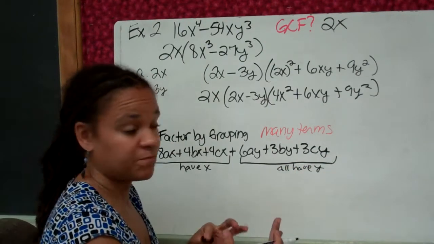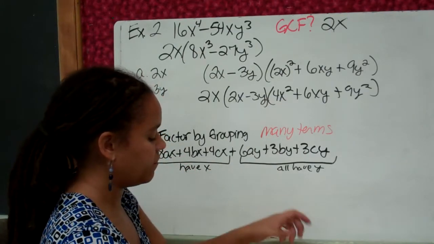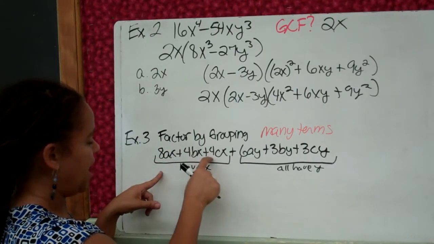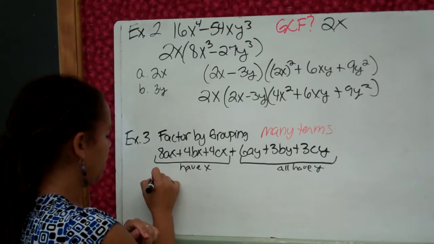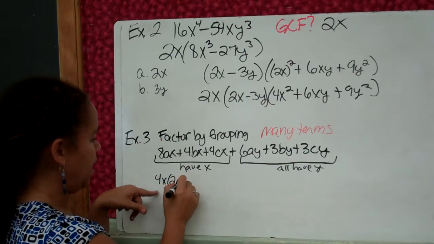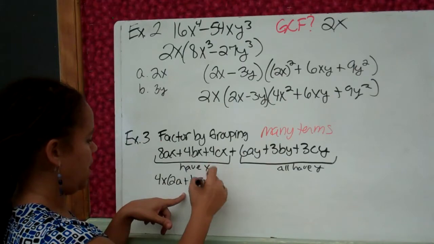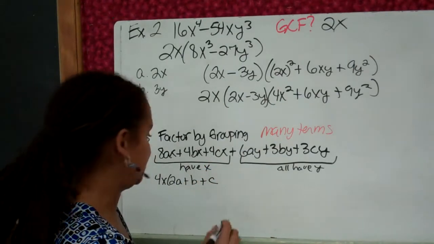So these are already put together, and we're going to see what happens if we factor out what's in common. So here I can factor out a 4, and I can factor out an x. So if I factor out 4x, what would I be left with? 2a plus b, right, plus c. 2a plus b plus c.